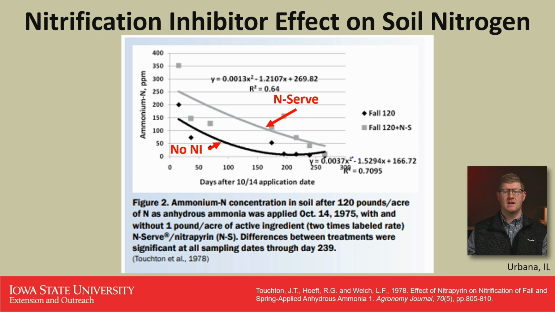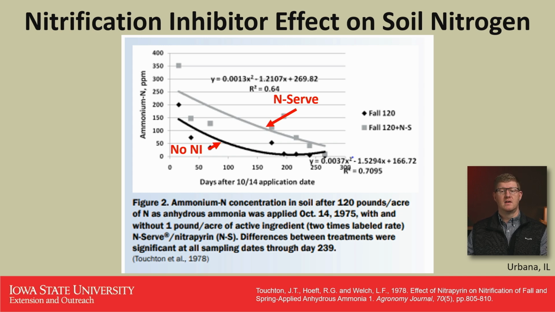So, this first study that we'll look at data from is from the University of Illinois. The study was conducted back in 1975. What we're looking at here is a comparison of 120 pounds per acre of nitrogen as anhydrous with and without 1 pound per acre of Inserve. 1 pound per acre is about 2 times the labeled rate for Inserve. That's what they chose to do in this study.